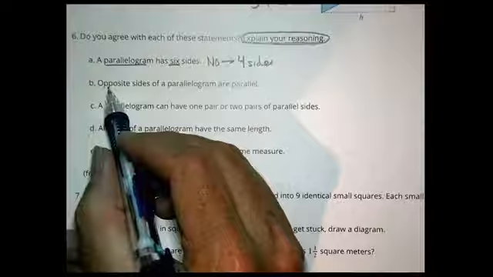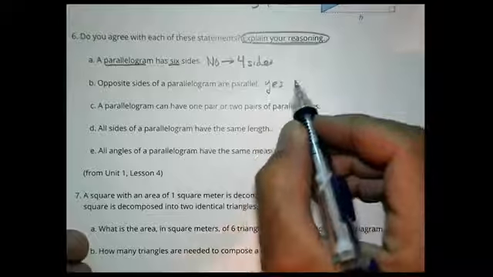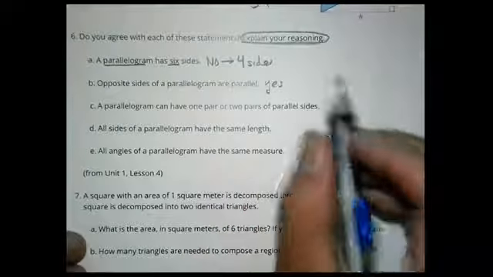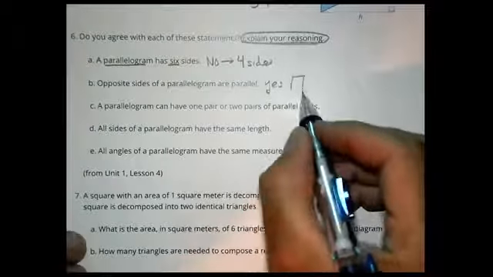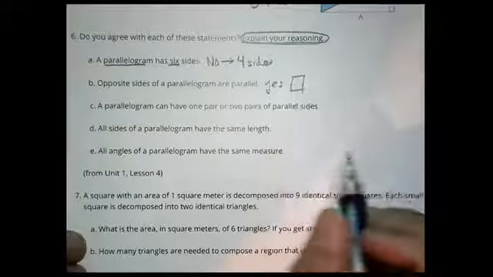B. Opposite sides of a parallelogram are parallel. Do you agree, disagree? I'd say yes, I agree with that. That's part of the definition of being a parallelogram. So you can give an example. So that has to be parallel with that one, and those with that one.